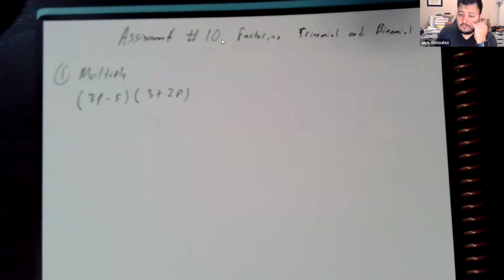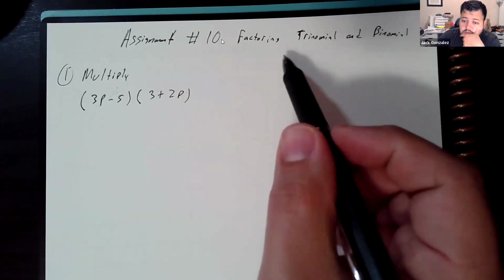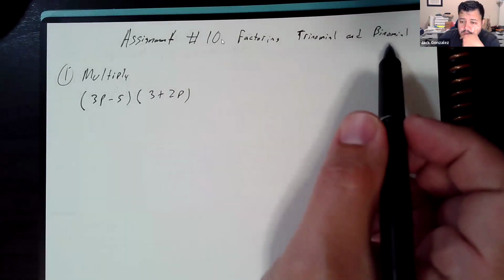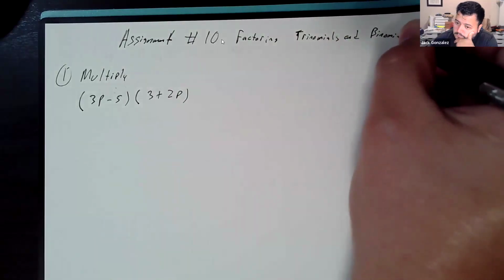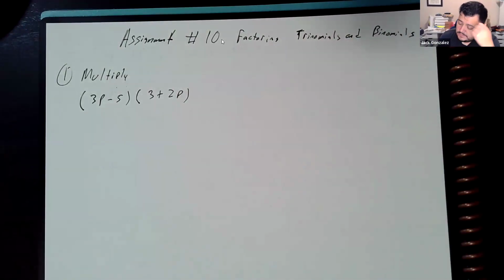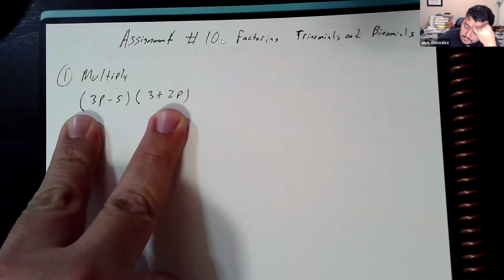Okay, so assignment number 10, I think section 2.3. First, it starts off with multiplication. The goal of this section is to factor trinomials and binomials. So first let's think about multiplication because we want to undo the product. So we want to get to here eventually.